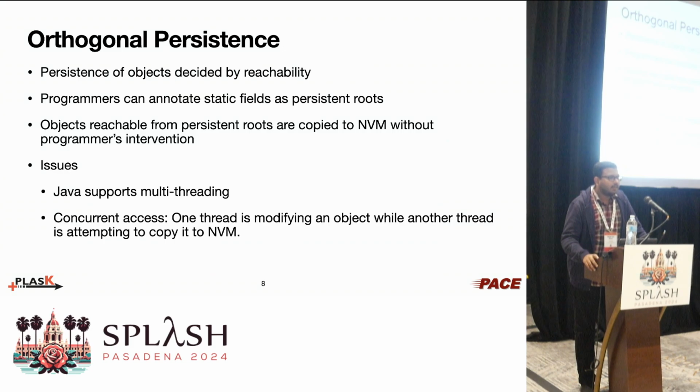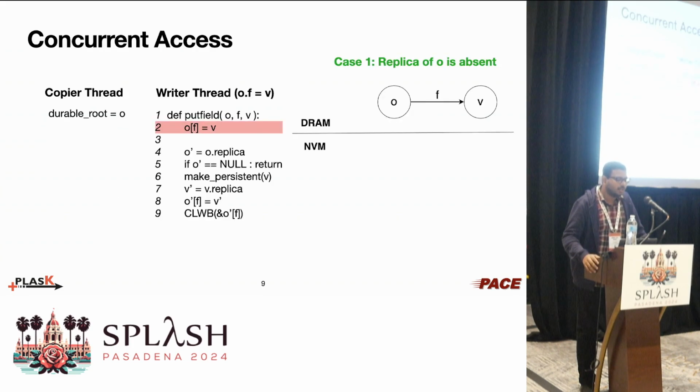But again, we have some issues here. The main issue is that Java supports multithreading. Because of this, there could be a case where we are trying to do some concurrent access, which could lead to inconsistent copies on NVM and DRAM. Let's look at one example.